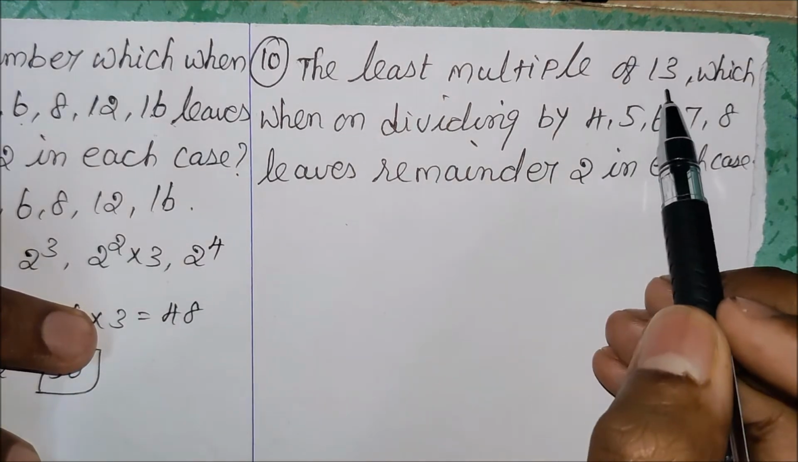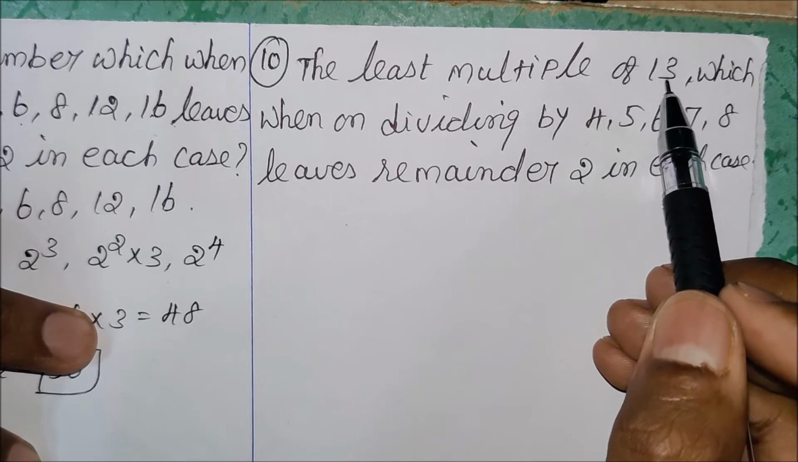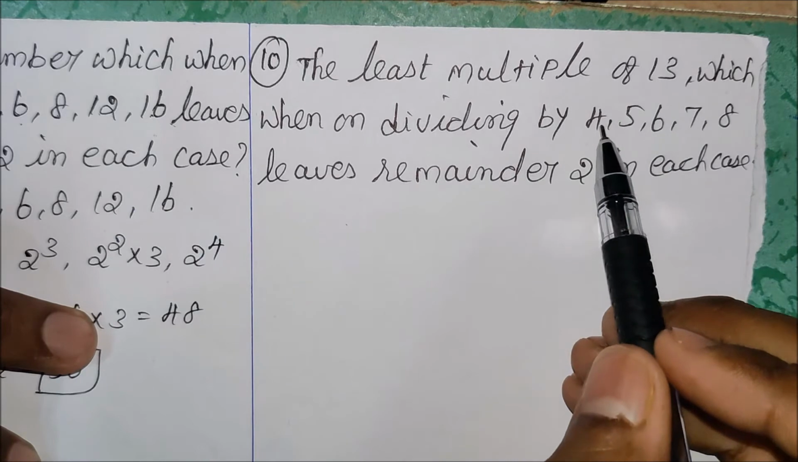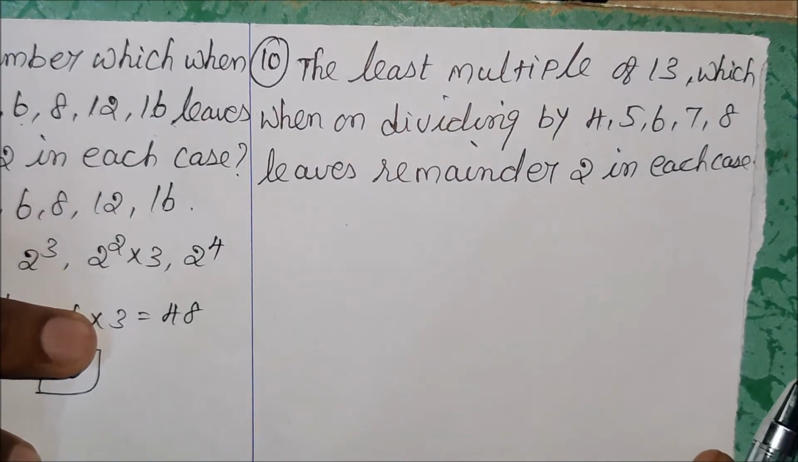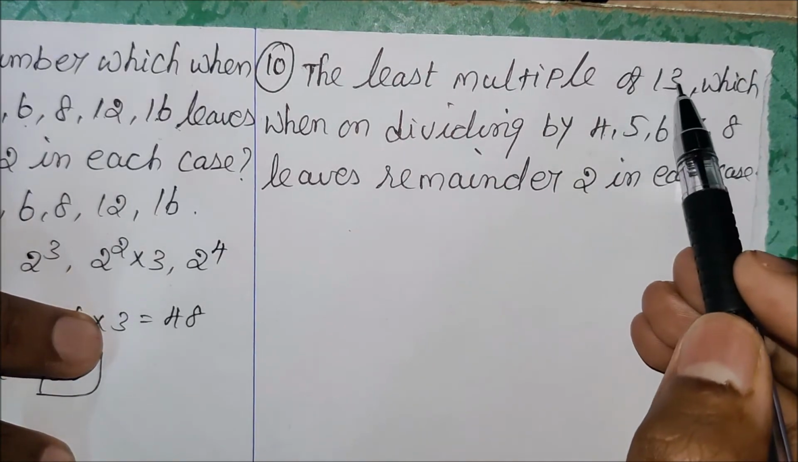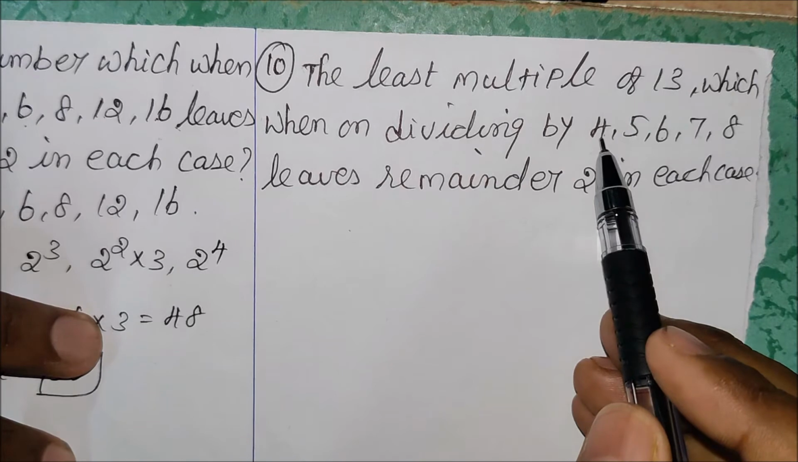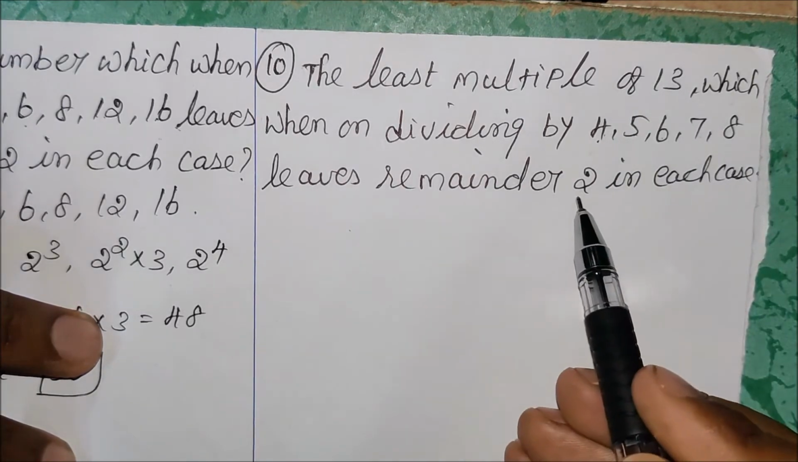That number should be exactly divisible by 13, and also when the number is divided by 4, 5, 6, 7, 8, it gives remainder 2. So we need to check two cases in this. The number should always be exactly divisible by 13, as well as when divided by 4, 5, 6, 7, 8, it gives remainder 2 in each case.